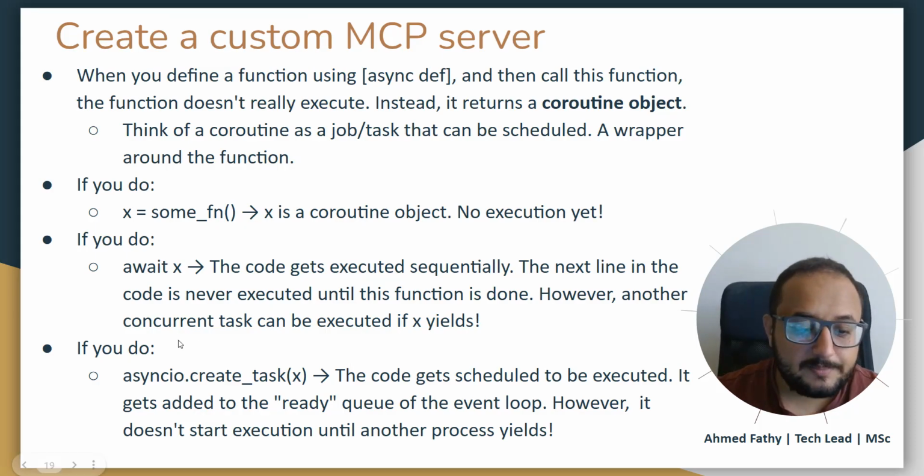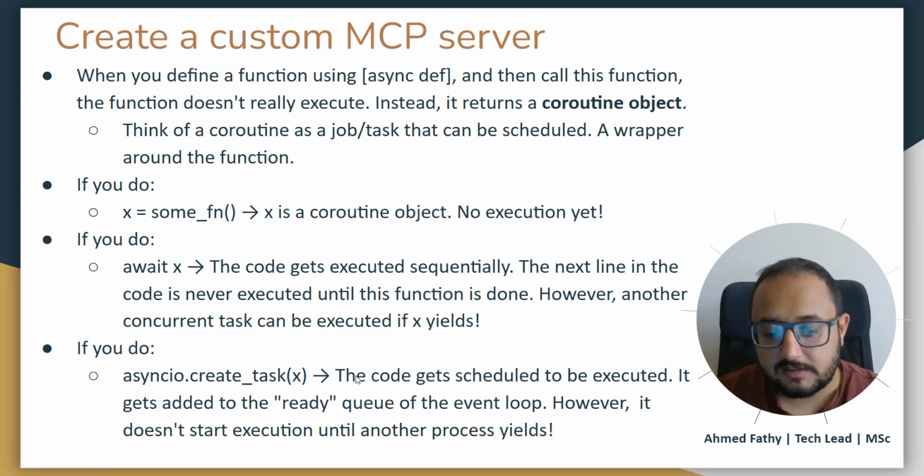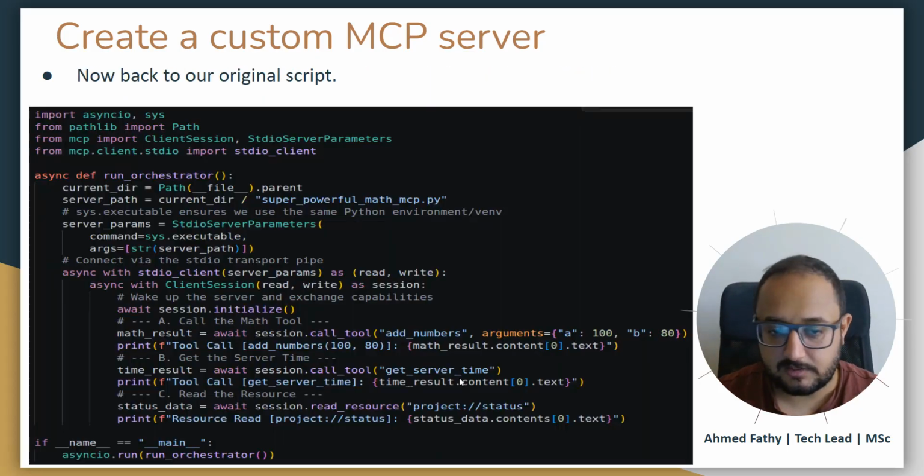You can also do something if you do asyncio.create_task, so the code gets scheduled to be executed. It gets added to the ready queue of the event loop. However, it does not start execution until another process yields. So I mentioned this as well.